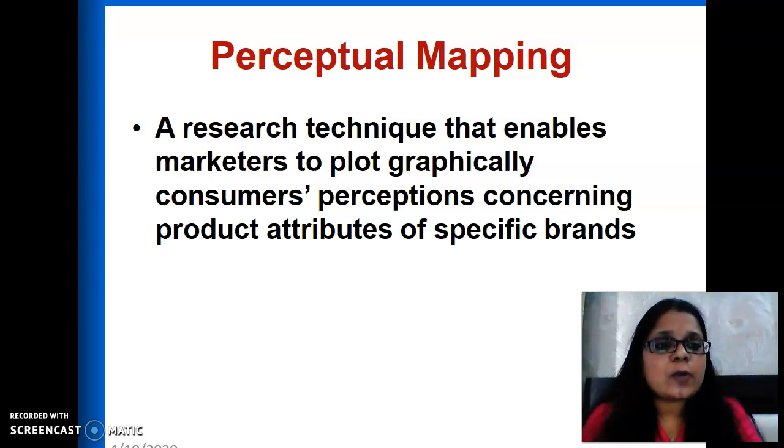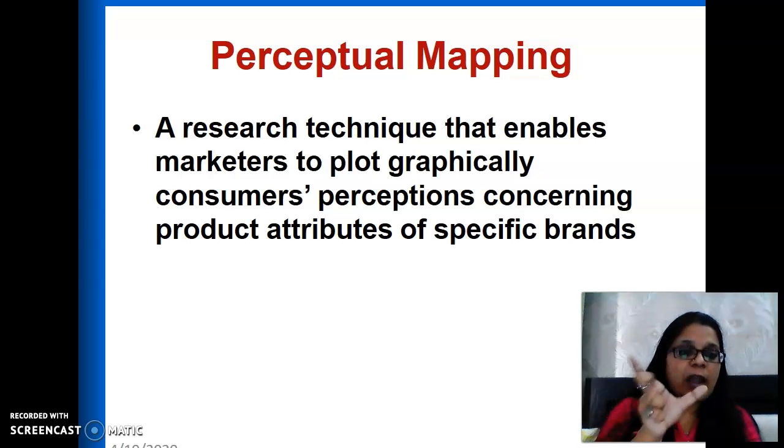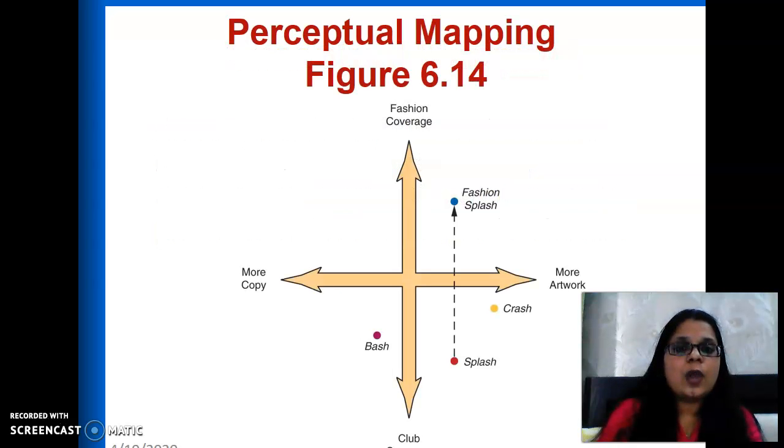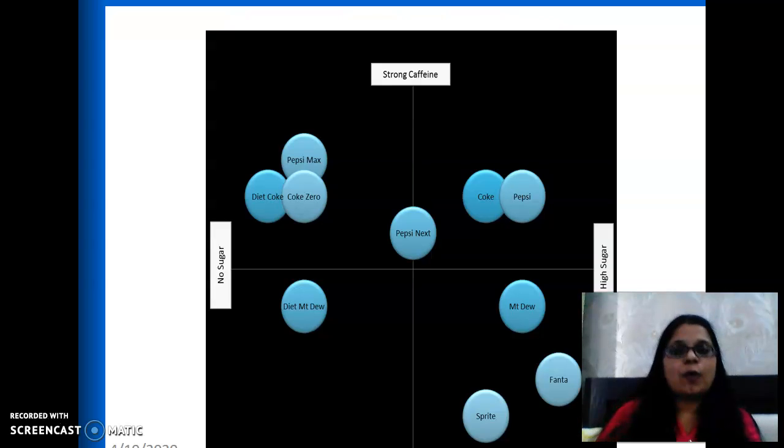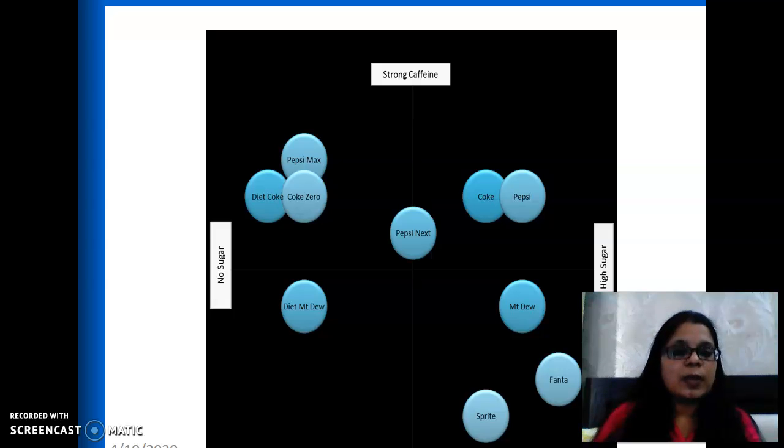I think one concept you're very much aware of is perceptual mapping. Perceptual mapping is a technique that enables a marketer to plot a graph regarding two specific attributes of the brand, whatever they want to place vis-a-vis competitors. So I'll share a perceptual map of Pepsi Next, what they wanted to launch. They wanted to launch a new extension to the family of Pepsi by the name Pepsi Next.